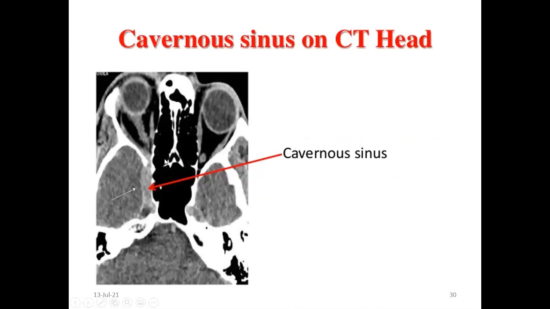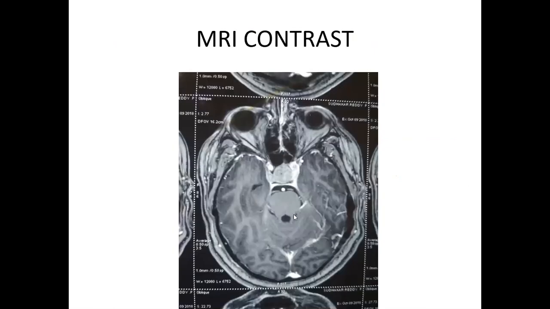Another very important thing, you have to find out the cavernous sinus. If you give contrast, you can see the cavernous sinus on both sides and how it enhances. But how will you differentiate pituitary invasion into the cavernous sinus? You can see here, this is the cavernous sinus, two cavernous sinuses involved. This is the pituitary. How do you differentiate whether it is involved or not?